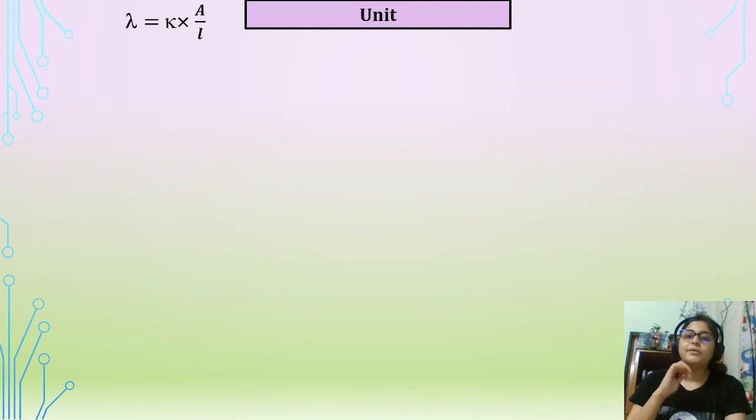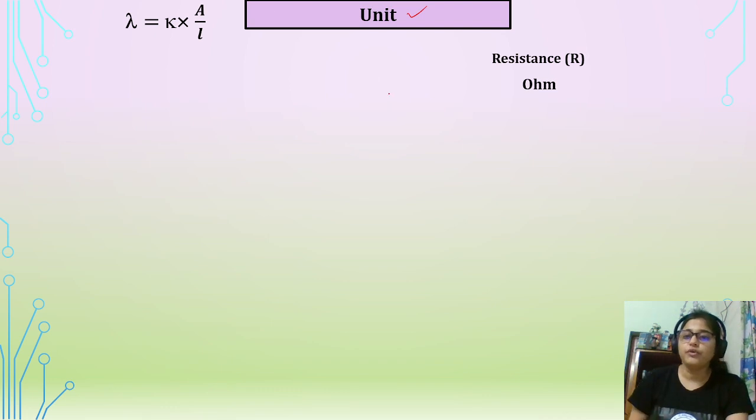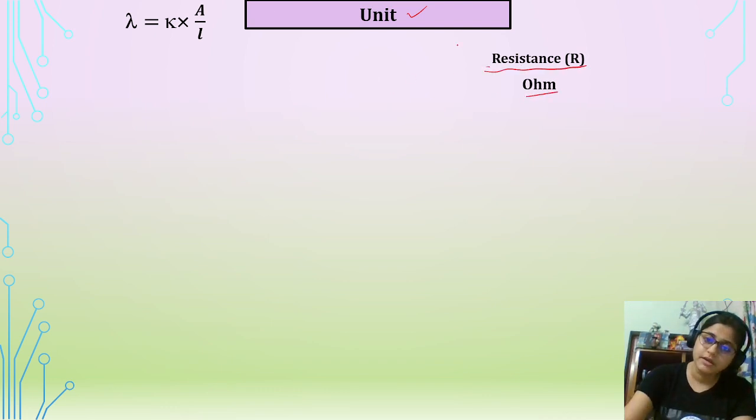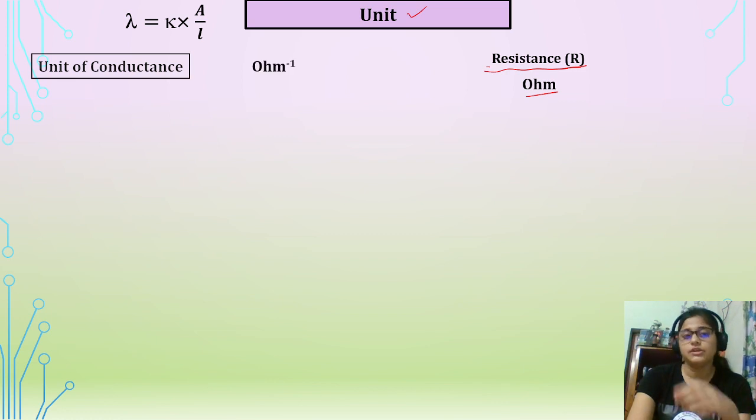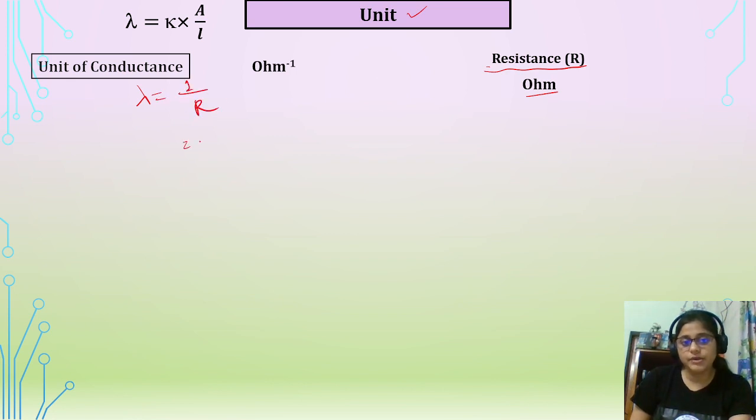Fine. Now the unit. This is the most important thing in this chapter. You have to have a clear idea about the unit of conductance, resistance, resistivity, conductivity, specific conductance, and we will also talk about molar conductivity, molar conductance, equivalent conductance. So you have to understand all these units. First we know resistance. The unit of resistance is ohm. Now the unit of conductance: we know that conductance is 1 by R, so obviously it will be 1 by ohm, so ohm inverse.